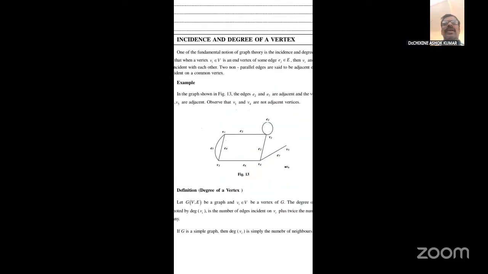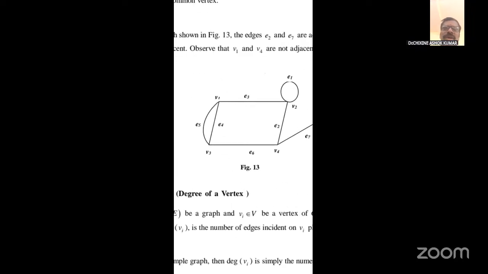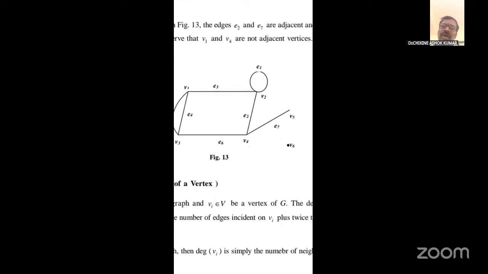In figure 13, let me take an example. Listen carefully. I will explain the degree of a vertex with this figure. Here, in this we have total how many vertices? V1, V2, V3, V4 up to V5. Sorry, V6. Total we have V6.